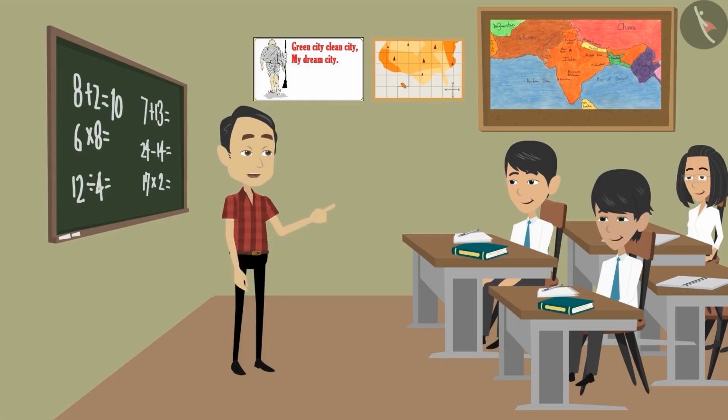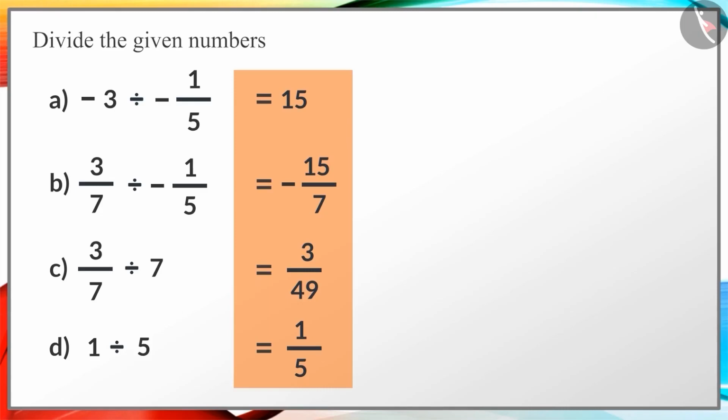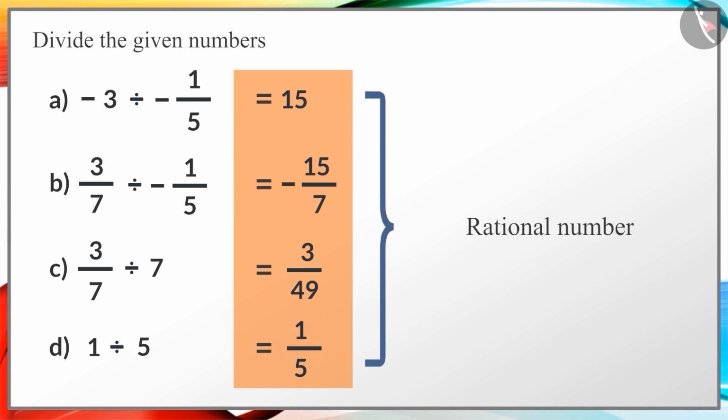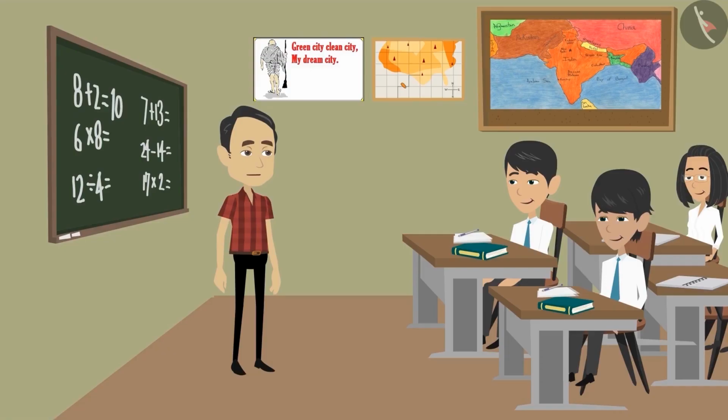Children, what did you learn about the closure property through these examples? Sir, whenever we divide two rational numbers, we always get a rational number as the answer. That is why we can say that rational numbers are closed under division. No, Mohan. This may not always be true. Let me explain.